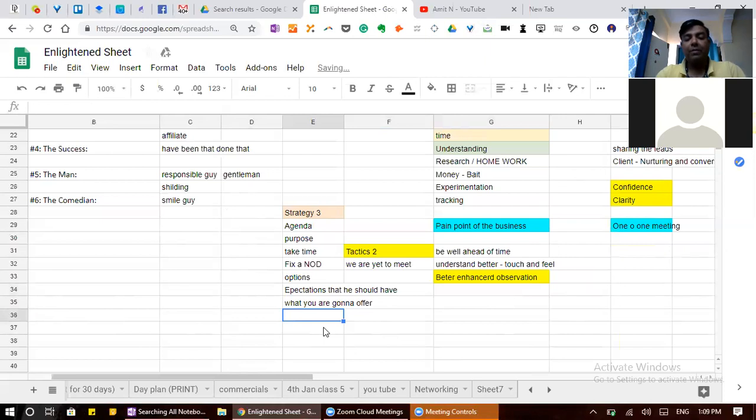Offer, okay. So strategy 3 is basically to take his time out and fix up a, now this is something which I call the first one was discovery call and all these things. Now we are talking about the closing call, right? So that comes in stage 4. It's called strategy 4.